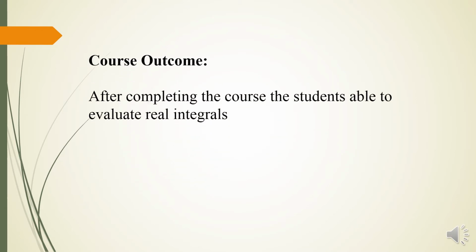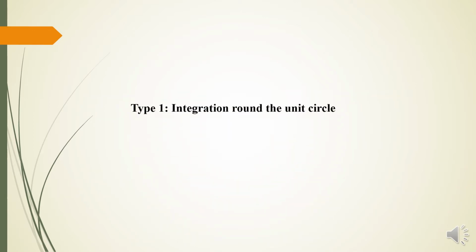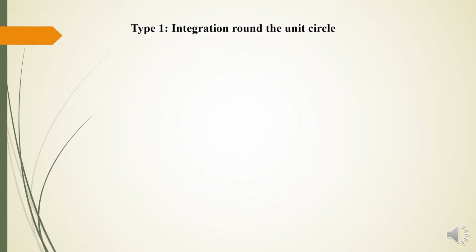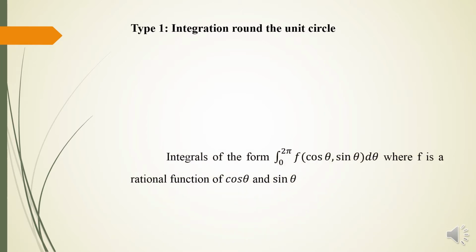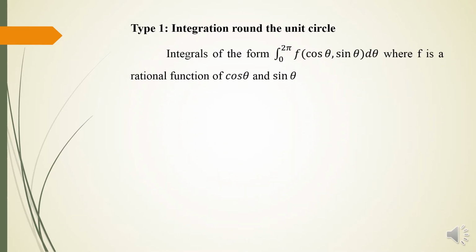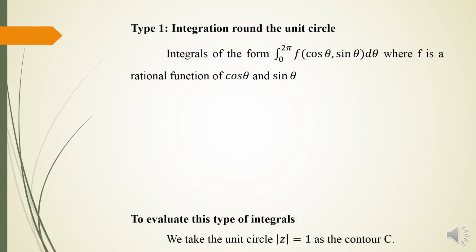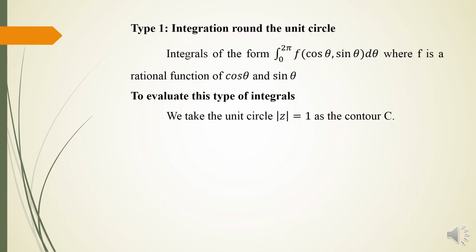The course outcome is, after completing the course, the students are able to evaluate real integrals. Type 1, integration around the unit circle. That is, integrals of the form integral 0 to 2 pi f of cos theta, sin theta d theta, where f is a rational function of cos theta and sin theta. To evaluate this type of integral, we take the unit circle mod z equal to 1 as the contour C.